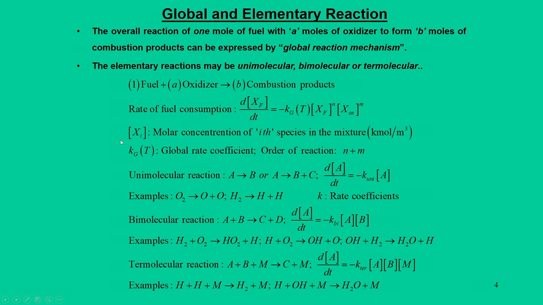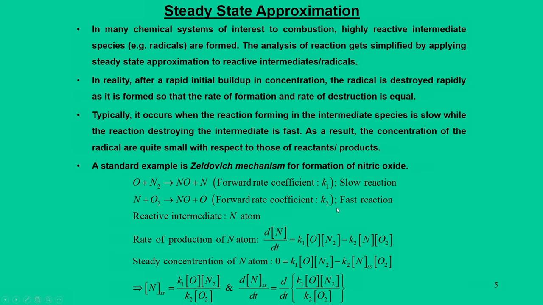Besides this, there are possibilities that some intermediate reactions may take place, and those reactions are called elementary reactions, and they can be unimolecular, bimolecular or termolecular. We have given examples, and for each of the reactions we can define their rate coefficients in these expressions. And now, with this viewpoint, let us see how you go about the steady state approximation.